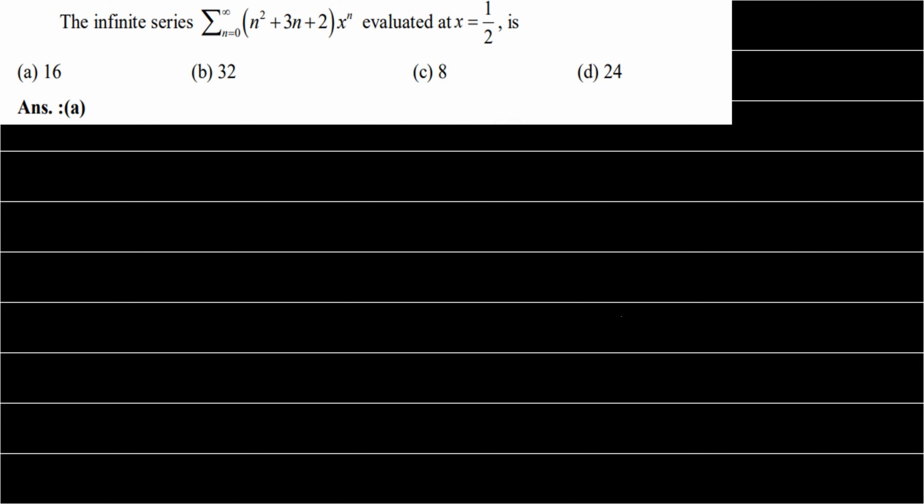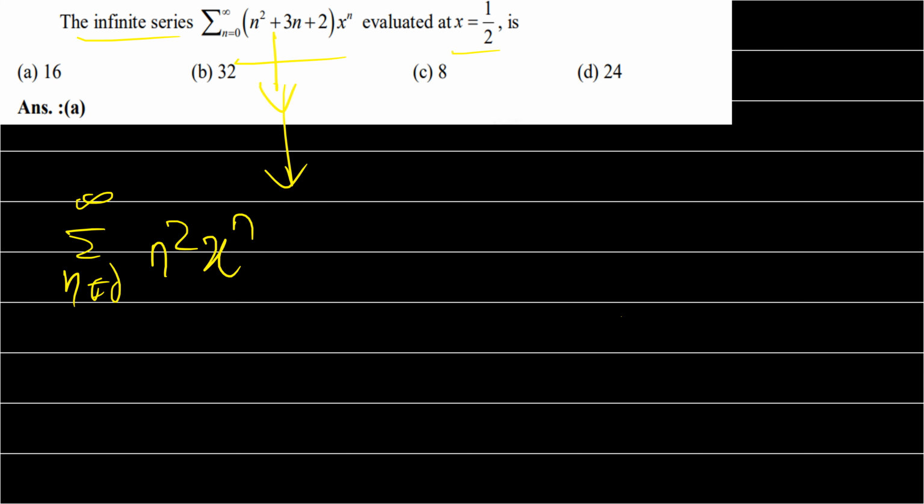Next, the infinite series. The infinite series at x equal to 1 by 2. So we have to find this infinite series. In order to find it, let's evaluate this term by term. Let's evaluate first this n squared. So I'm first writing it like the sum from n equal to 0 to infinity of n squared x to the power n plus the sum from n equal to 0 to infinity of 3n x to the power n plus 2x to the power n.